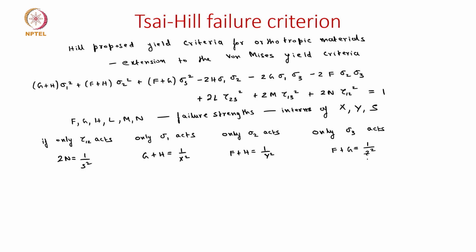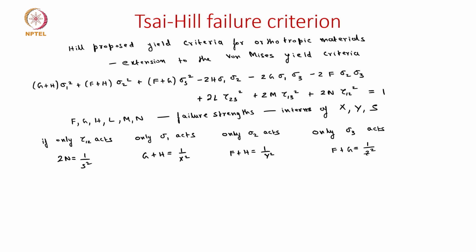So I need to mention what is Z. Z is the failure strength in the third direction. Like Y is the failure strength in direction y, and Z is the failure strength along the third direction z. So since we are now looking at a three-dimensional stress state, we are looking at all three directions x, y, and z. Okay. Now let's try to simplify it.